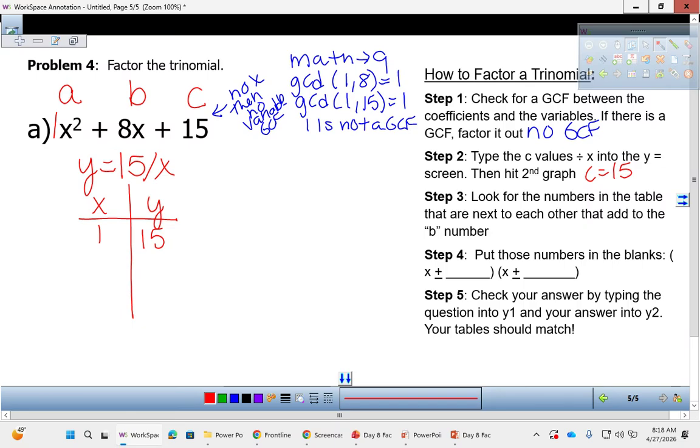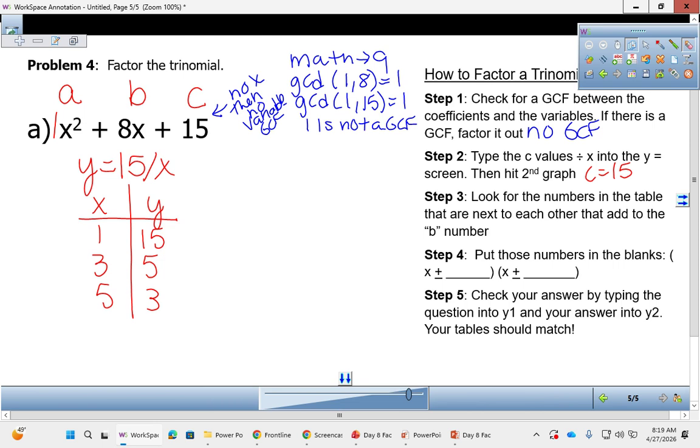Next to the 3 is a 5. Next to the 4 is a decimal. Next to the 5 is a 3, but really that's a repeat. I'm just swapping my numbers there, so I'm not even going to write that one. Once you start to get the repeat numbers, you know you're done your list. So what I am looking at are the factors of C, which is 15. So step 2, type the C value divided by x into the y equals screen, then hit second graph.